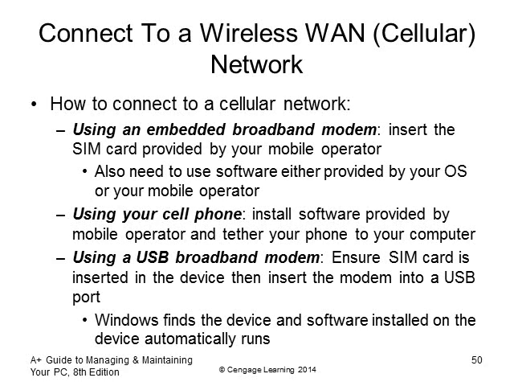Connecting to a cellular network, you're going to use an embedded broadband modem. Insert the SIM card provided by the mobile operator. Also, you need to use software either provided by your operating system or your mobile operator. If you're using your cell phone, install the software provided by the mobile operator and tether your phone to your computer. If you're using a USB broadband modem, make sure the SIM card is inserted in the device, then insert the modem into a USB port. Windows will find the device and software installed on the device if it's set to automatically run.